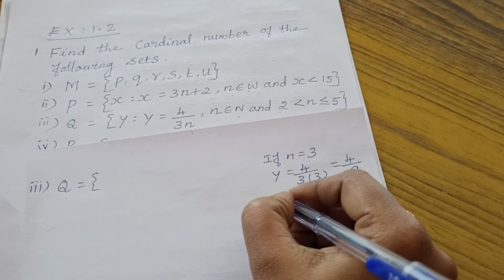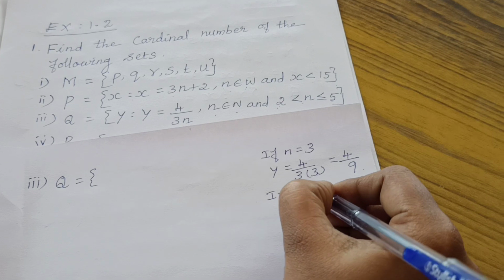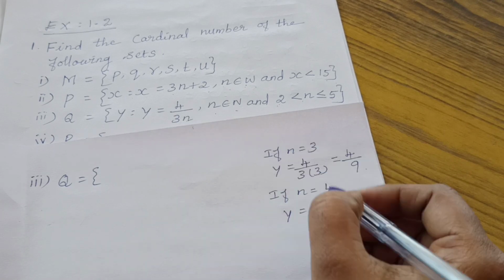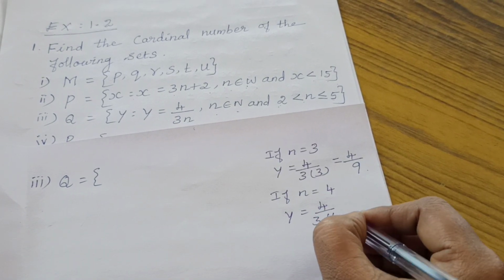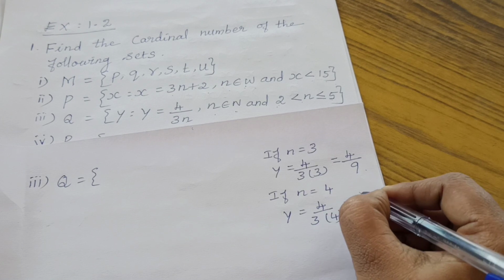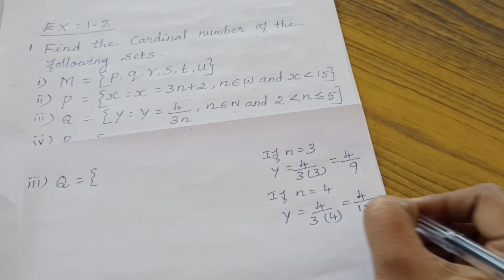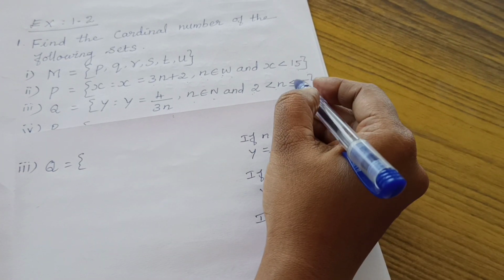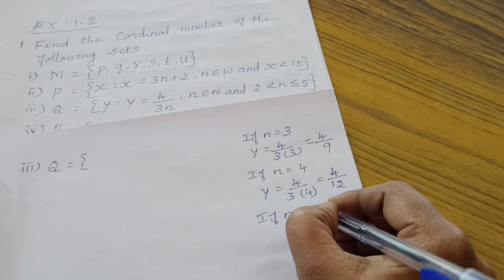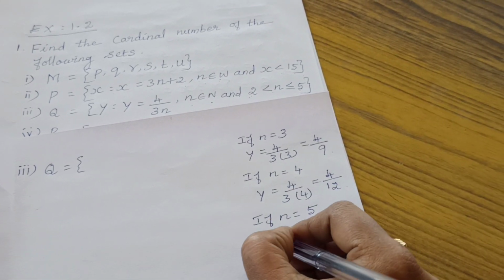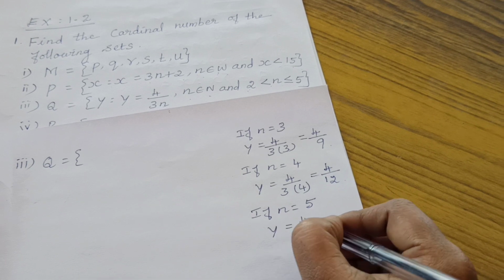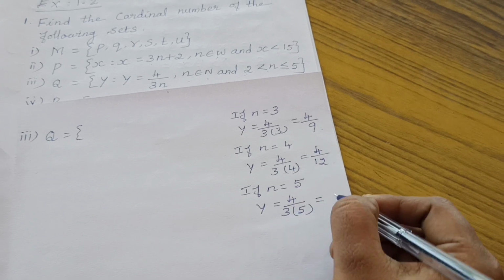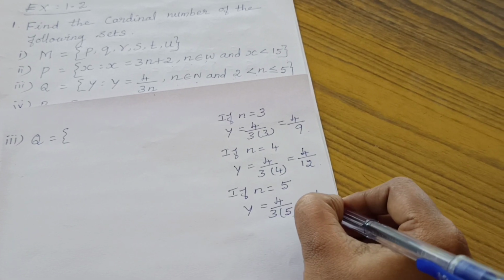Okay, next number is, if n equal to 4, then y is equal to 4 divided by 3 into this 4. In n's place we have to substitute 4, then equal to 4 divided by 12. Okay, then if n equal to 5 also we have to take. Here it is less than or equal to, as given. Okay. So n equal to 5. Then y is equal to 4 divided by 3 into, in n's place we substitute 5. Then equal to 4 divided by 15.